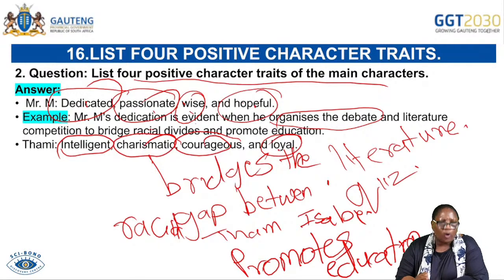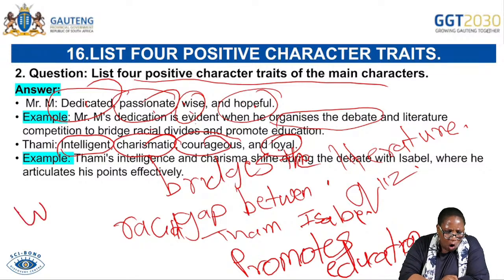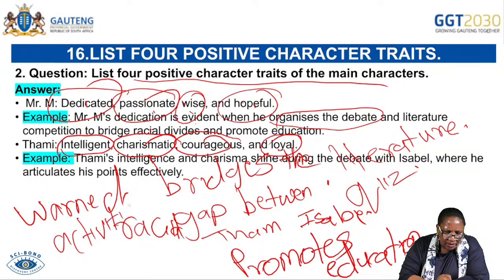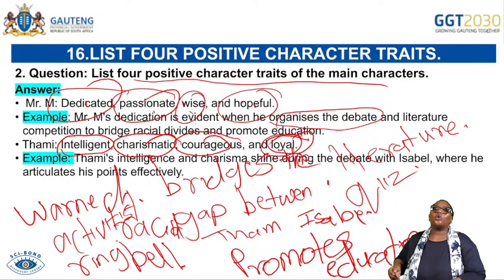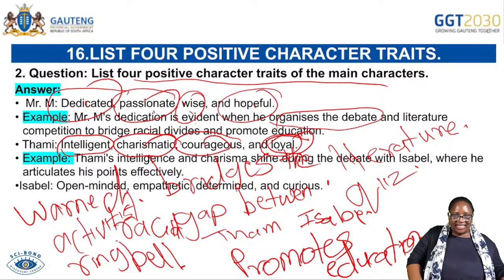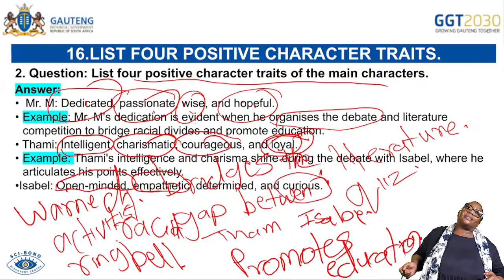Loyal to who? Let's take this loyal. When he protected Mr. M, when he went to Mr. M and warned Mr. M that the activists are coming to him, he must leave the class. He must not ring the bell. That shows that Tammy is loyal to Mr. M. So we have grounded that idea where? In the text. Isabel is open-minded, empathetic, determined, and curious.